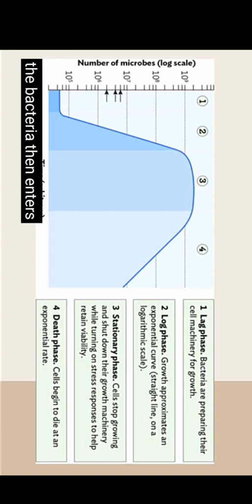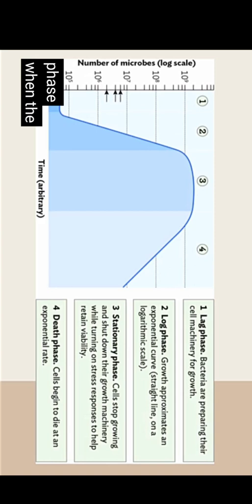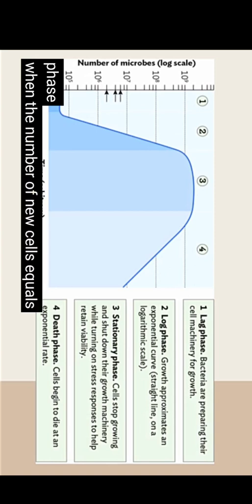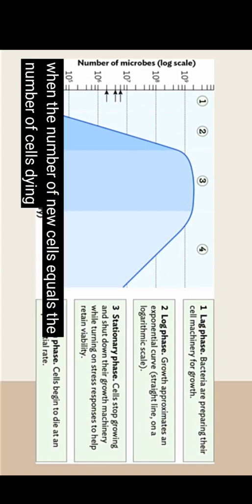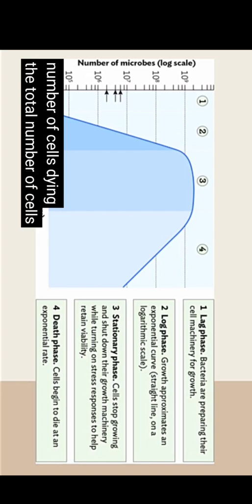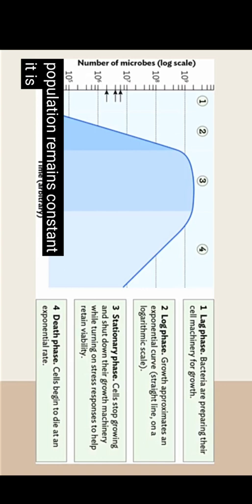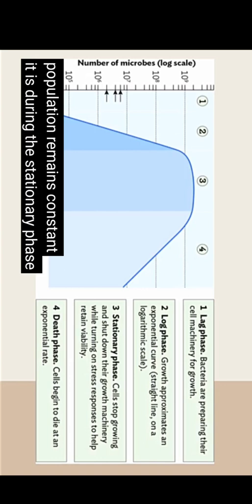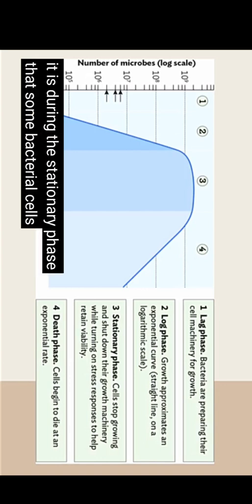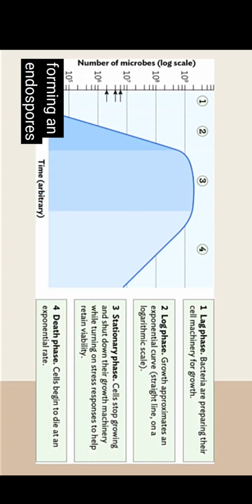The bacteria then enter the stationary phase when the number of new cells equals the number of cells dying. The total number of cells in the population remains constant. It is during the stationary phase that some bacterial cells capable of forming endospores undergo sporulation.